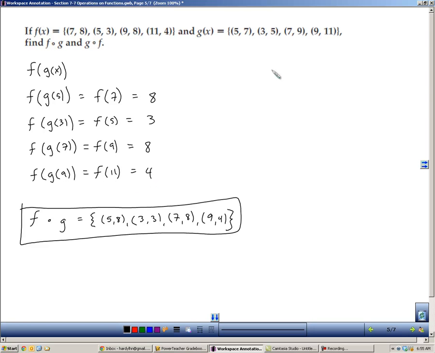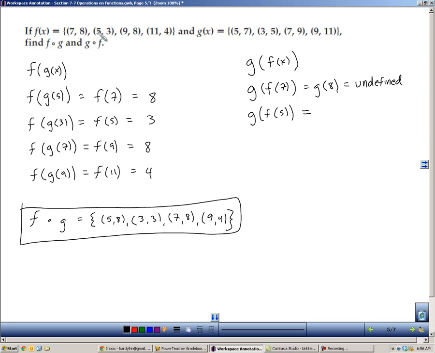Now we're going to do the other composition, g of f. So that means we do the f of x first, and then take that range value, plug it in for the domain of the g, and then find that value. So f of 7 is an 8, and 8 in the domain of the g function does not exist. So we're looking for g of 8 now, which is not there, so we say that g of 8 is undefined.